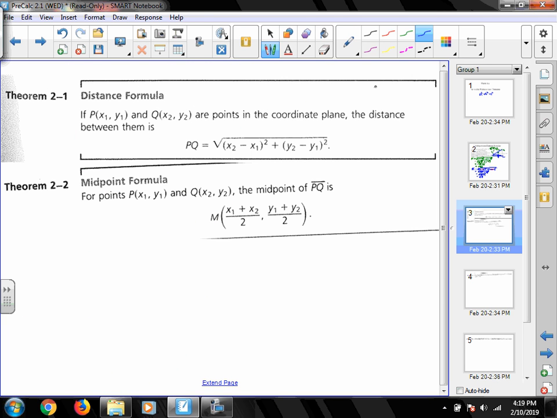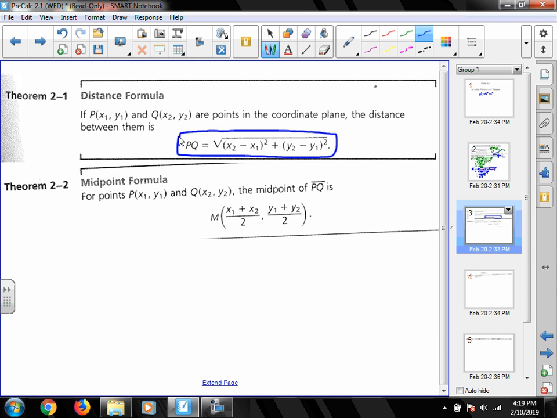So, highlighted today, distance formula right here, just what I showed you. Subtract your x values, square it, add on your y values that are subtracted and squared, and that will give you the distance between any 2 points on the coordinate plane.